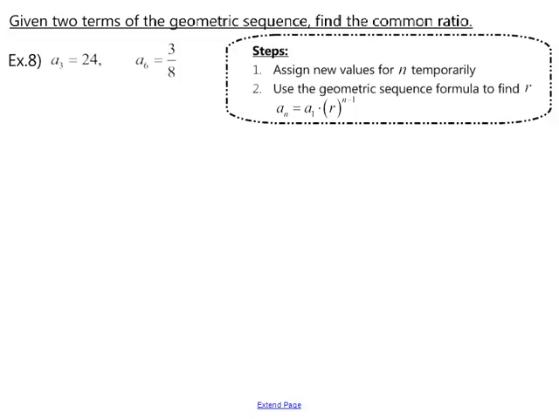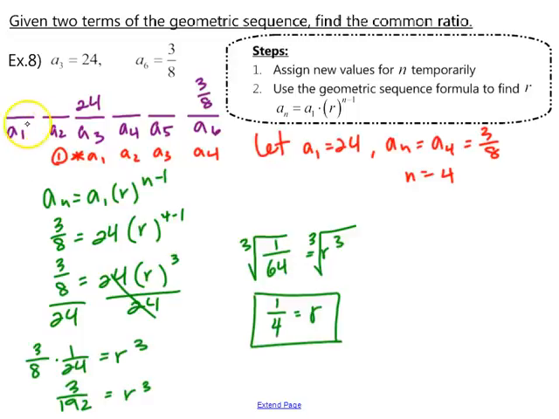Now I want you to walk through the same steps in this example, just like we did, and then check back with me when you're finished. So the first thing you should have done is remember, list out your spaces and fill in the information we're given. Then we want to renumber from our first term, a sub 1, all the way up to a sub 4. So we're letting a sub 1 equal 24, a sub n equal to a sub 4, our last term, which is 3/8. And then n is going to equal 4.